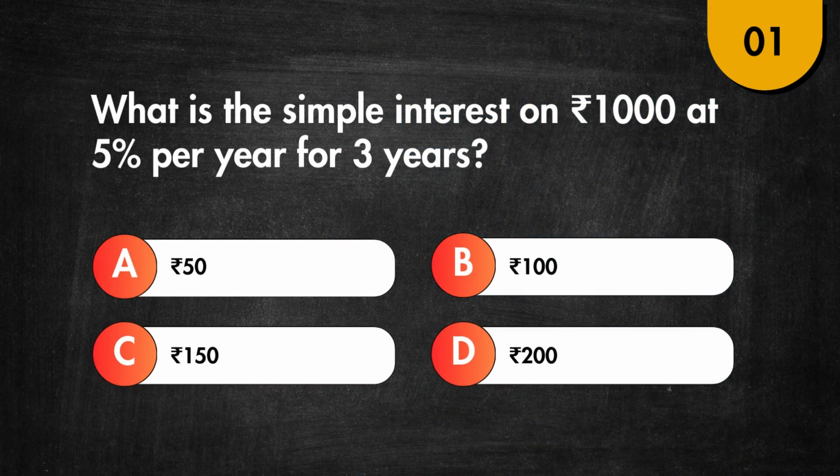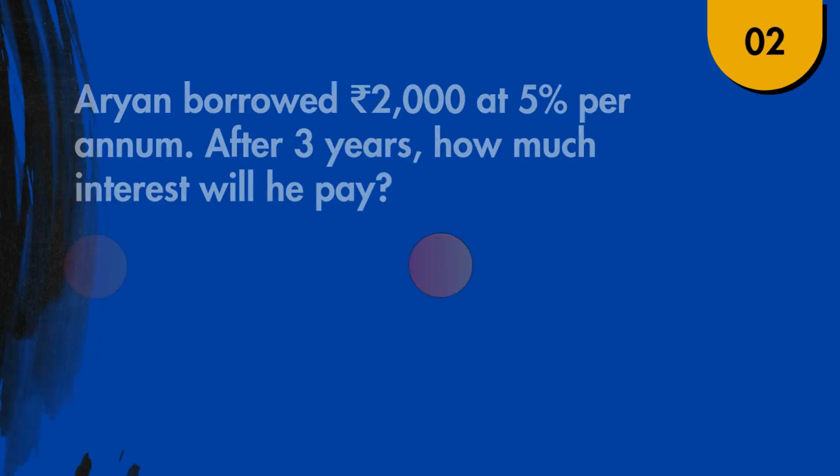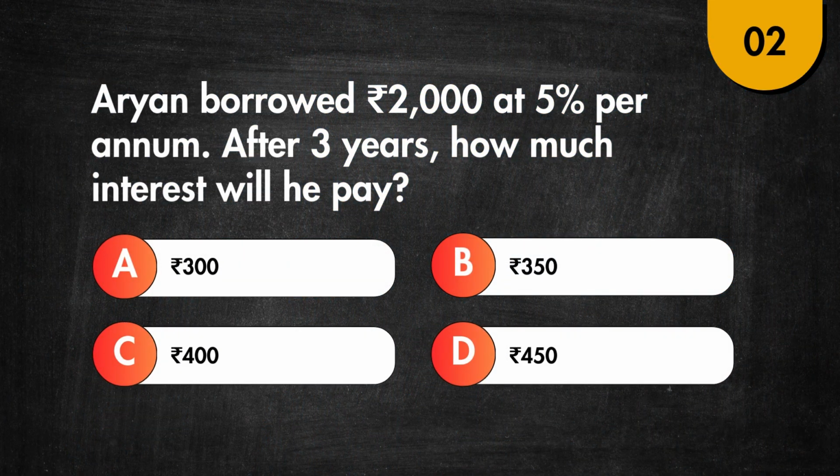Now, let's test your knowledge. Here are 10 multiple choice questions, MCQs. Try to solve them and share your answers in the comments section. What is the simple interest on 1000 rupees at 5% per year for 3 years? Aryan borrowed 2000 rupees at 5% per annum. After 3 years, how much interest will he pay?